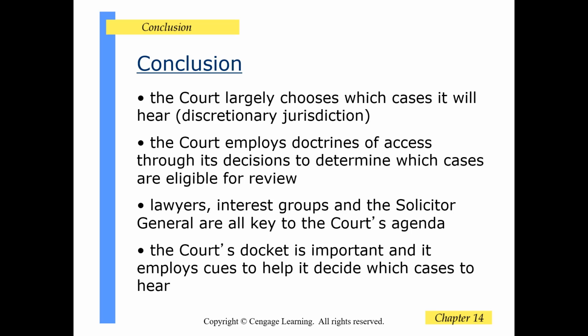In conclusion, the court largely chooses which cases it will hear, which is its discretionary appellate jurisdiction. The court employs doctrines of access through its decisions to determine which cases are eligible for review. Lawyers, interest groups, and the Solicitor General are all key to the court's agenda. The court's docket is important and employs cues to help it decide which cases to hear year in and year out.